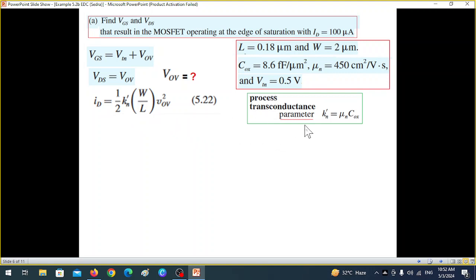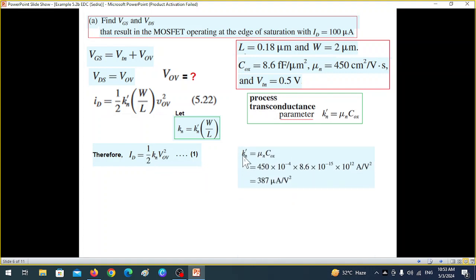And first of all, Kn dash is called the transconductance parameter, which is given by mu and C, the permeability and the capacitance. Both are given here, this value and this value. And also, to further simplify this whole term, we just call it Kn. And so when we call this Kn, our equation becomes more simplified as here.